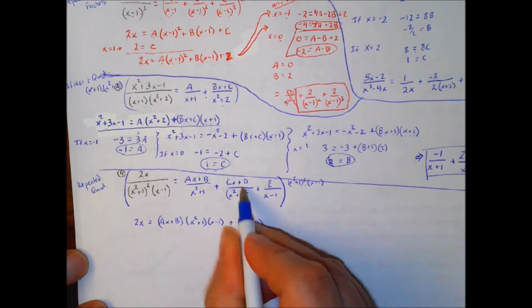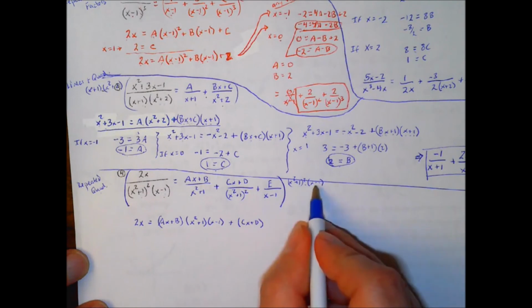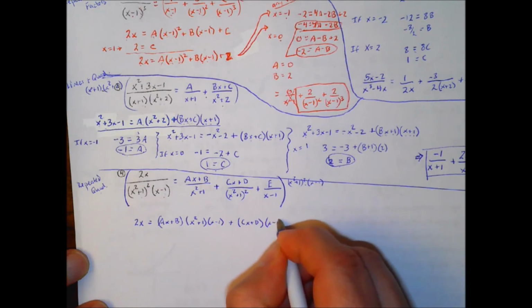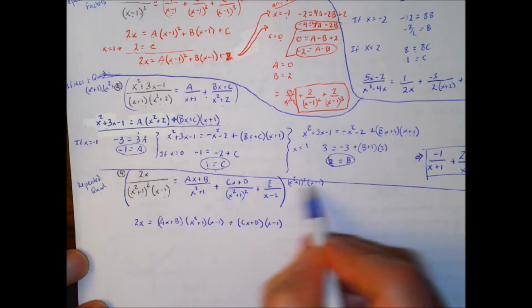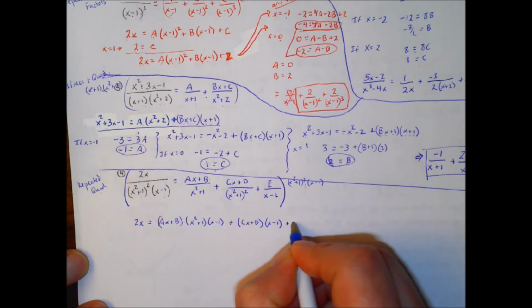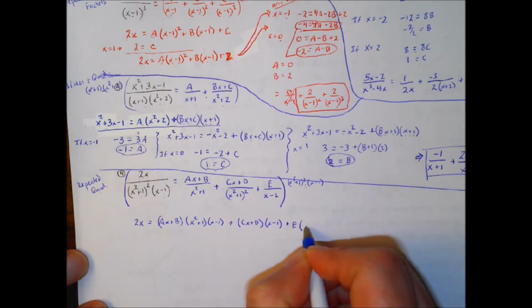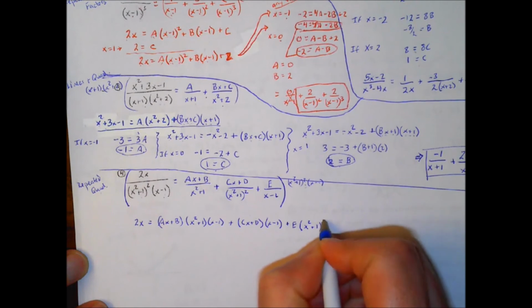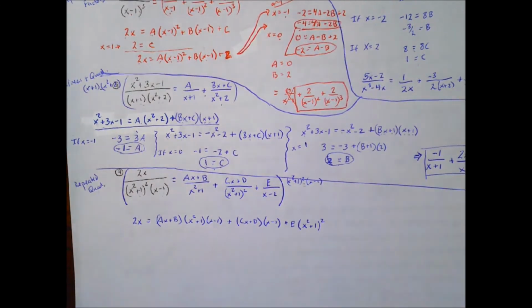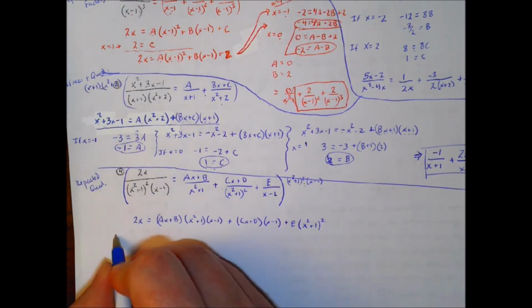Now cx plus d, two of them will cancel, so I'm just left with this x minus 1. And here the x minus 1's cancel, so I'll have e times x squared plus 1 squared. Okay, so when we solve this, let's first do this. Let's say if x equals 1.